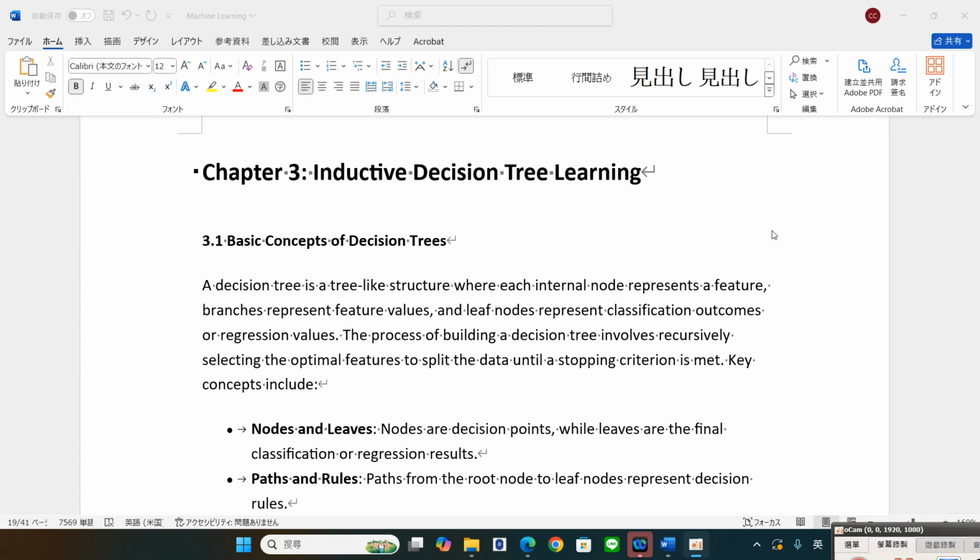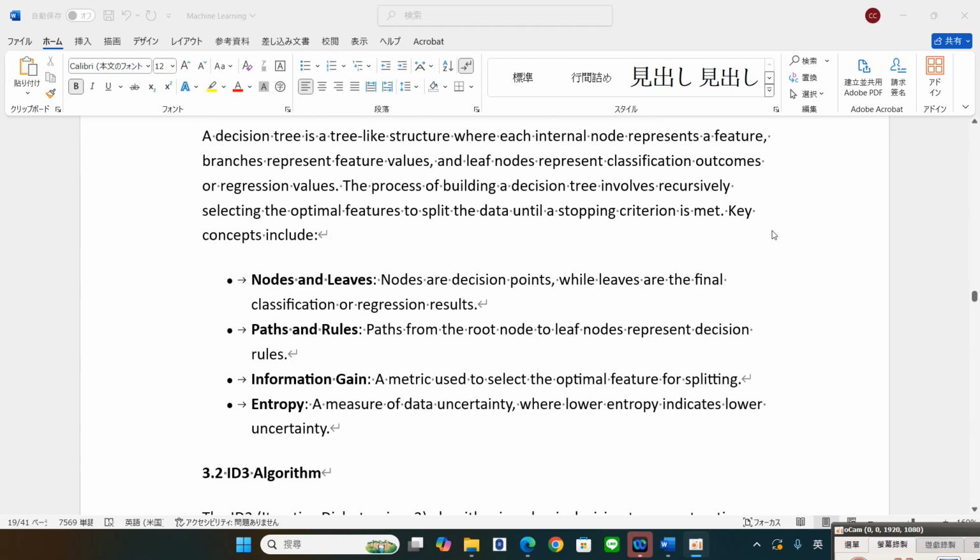A decision tree is a tree-like structure where each internal node represents a feature, branches represent the feature value, and leaf nodes represent the classification outcomes or regression values. The process of building a decision tree involves recursively selecting the optimum feature to split the data until a stopping criterion is met. Key concepts include nodes and leaves. Nodes are decision points, whereas leaves are the final classification or regression result.